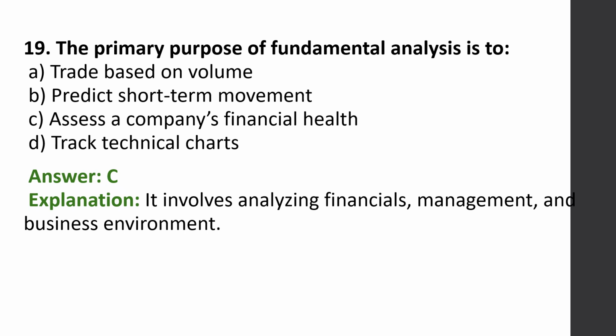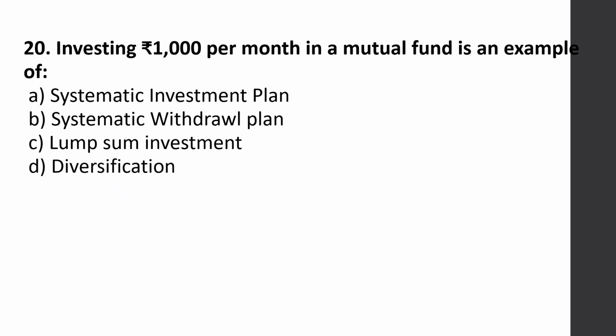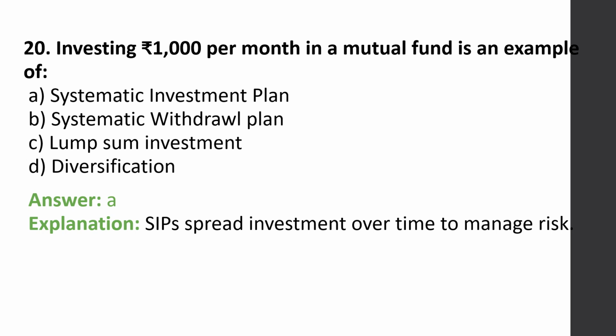Next question. Investing 1,000 per month in a mutual fund is an example of option A, systematic investment plan. Option B, systematic withdrawal plan. Option C, lump sum investment. And option D, diversification. Correct answer is option A, SIP, systematic investment plan. It spreads investment over time to manage risk.